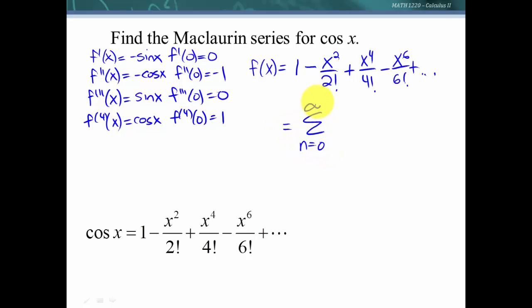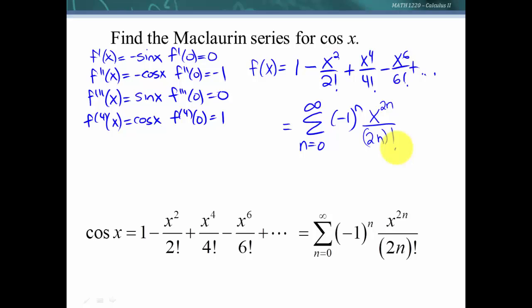We have n going from 0 to infinity. We need to alternate signs, and as we start with 0 we want it positive, so we could put -1 to the n. And then we want x to the positive power, so 2n would do that, over 2n factorial. So here is our Taylor series and Maclaurin series, which is just our special case of Taylor series centered at 0, for cosine x.